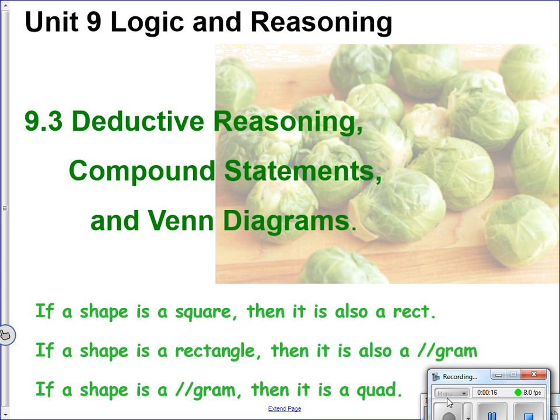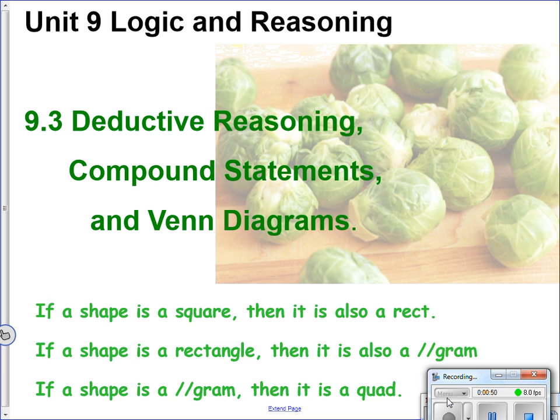So take a look at the following series of statements down below. They're just a series of if-then statements, and I'm going to give you a series like this and ask you questions similar to what I'm getting ready to tell you. Okay, so let's just read through them real quick. If a shape is a square, then it's also a rectangle. I think we all agree that that's true. If a shape is a rectangle, then it's also a parallelogram. Once again, that's true. If a shape is a parallelogram, then it's a quadrilateral. I think we all agree with that as well.